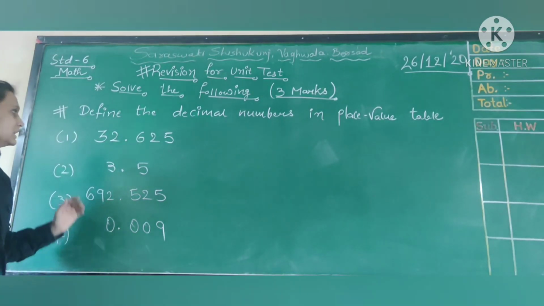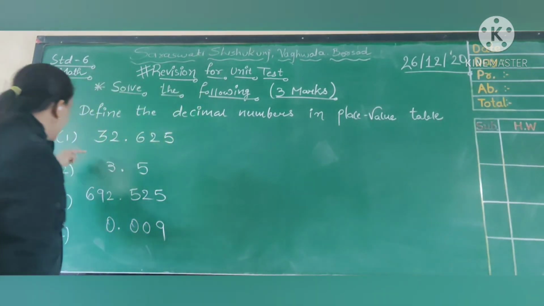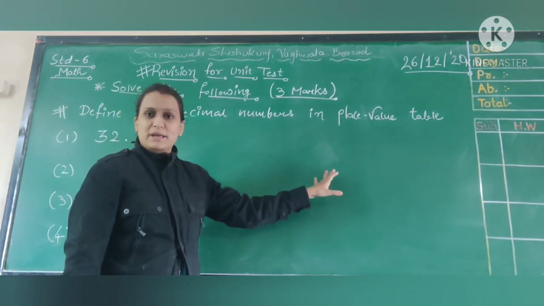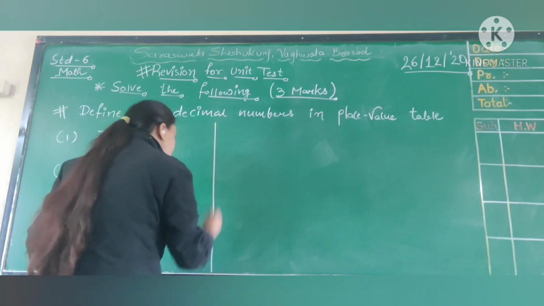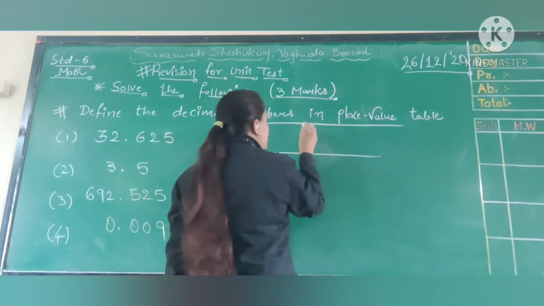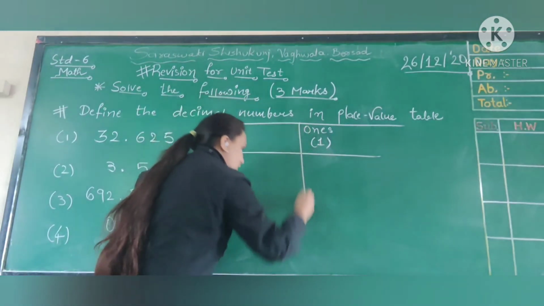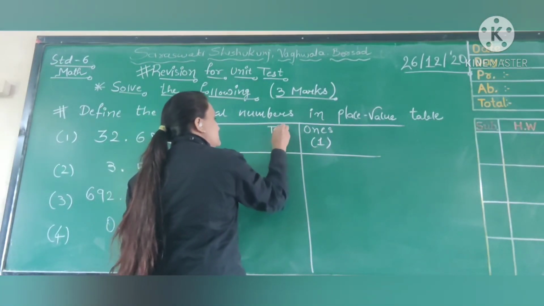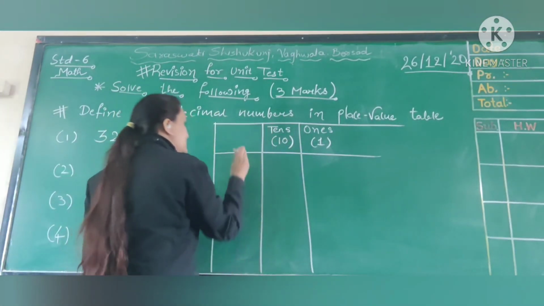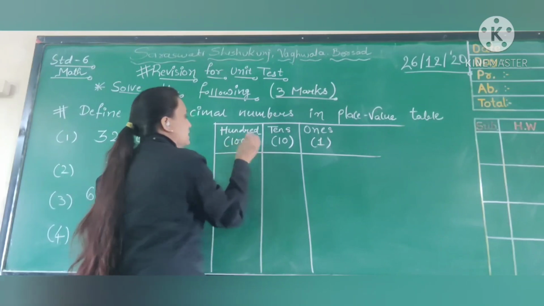Now in the next question we have to define the decimal numbers in a place value table. See here, you have 4 different questions. So how are you going to represent the decimal numbers in a place value table? For that we first have to make a decimal table. See here, we take the first digit as ones, defined by 1. Then after ones, the next digit is tens, defined by 10. Then further, hundreds, defined by 100.